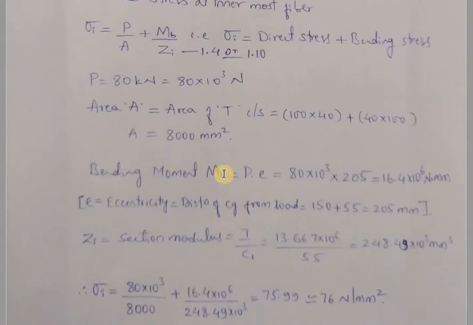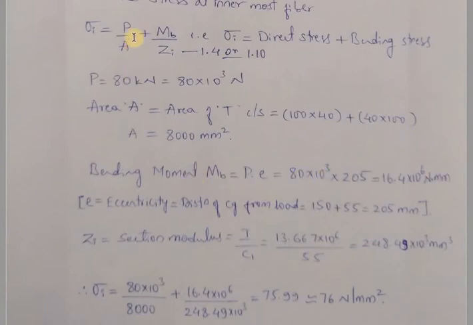For calculating the bending moment, you should not consider the distance of the inner fiber. You should consider the distance of CG from the load. That is called the eccentricity. Therefore, eccentricity is at a distance of 150 plus 55 mm, so total it is 205 mm. So 80 into 10 raised to 3 into 205 will give us the bending moment 16.4 into 10 raised to 6 Newton millimeter.